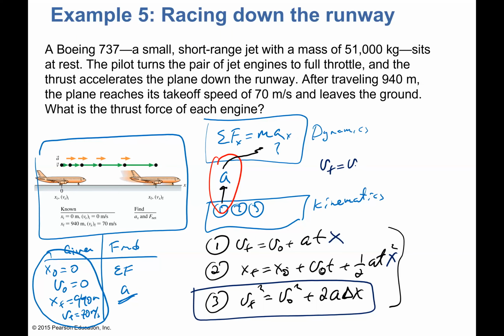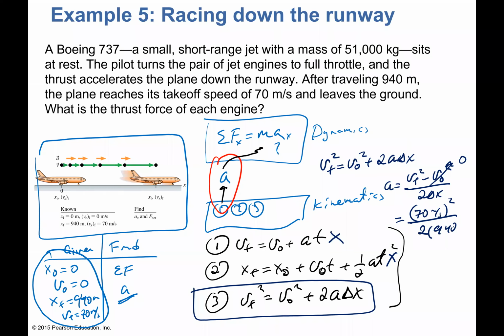V final squared equals V initial squared plus 2 times a delta x. Which means I can rearrange this and solve for acceleration, which will be V final squared minus V initial squared divided by 2 delta x. And plug in values, right? So V initial is 0. V final here is 70 meters per second squared, divided by 2 times 940 meters. And acceleration is going to be then 2.61 meters per second squared.